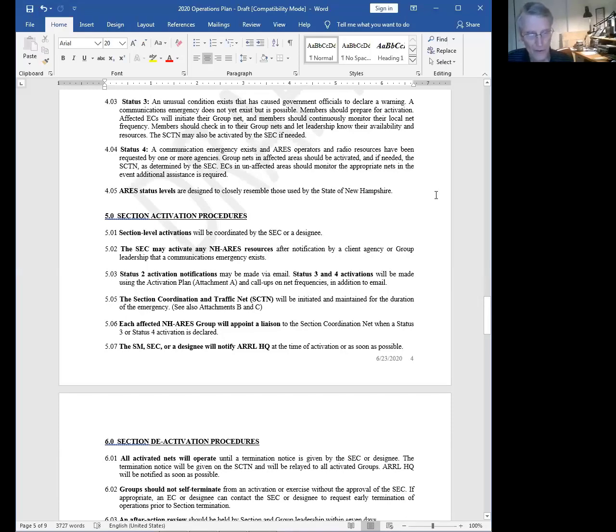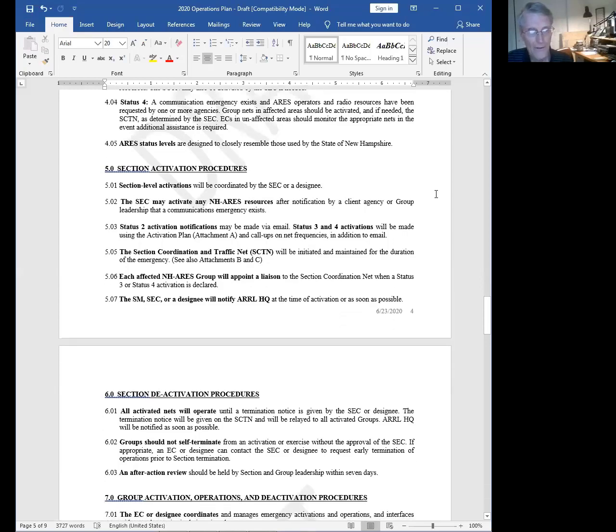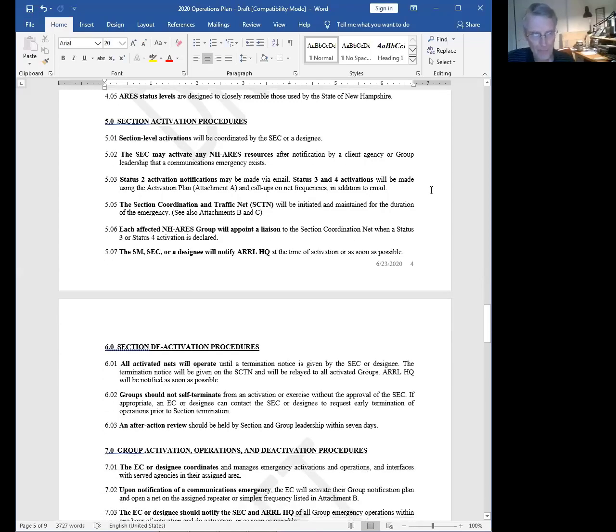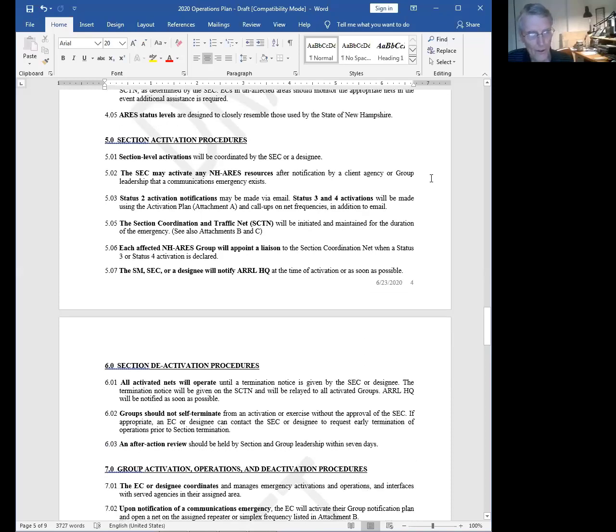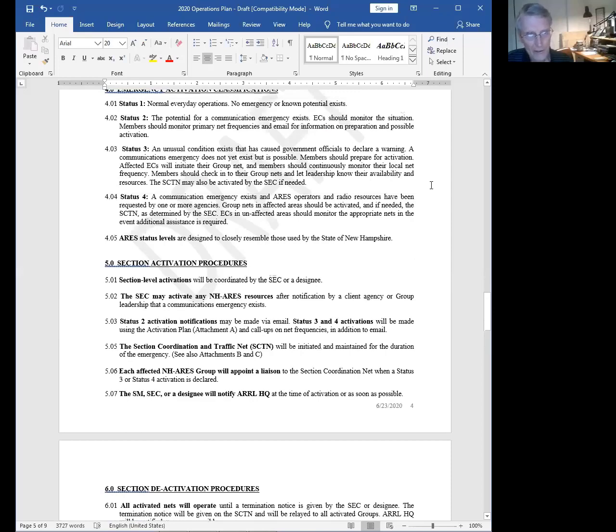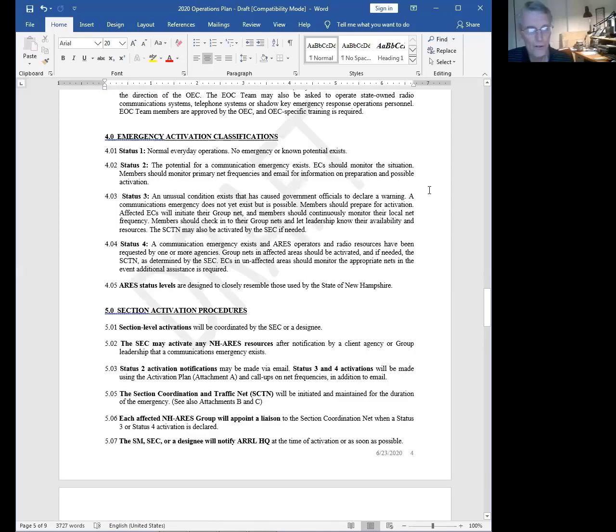But every member should be reading this thing. The activation procedures are the same. The activation status levels are different. So if you look at section 4.0, we have status 1, 2, 3, and 4. And there's always been 4 levels. There's still 4 levels. But every once in a while, somebody at the state decides it's time to change how they describe them. And I just redid ours to more closely match what they have now.